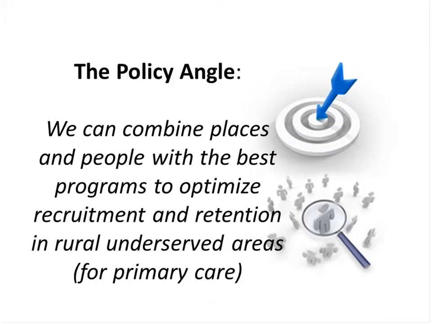So if we combine the places and people with the best programs, we can then optimize our recruitment and retention in underserved areas. Now, I'm going to focus on rural underserved areas. Of course, there are urban underserved areas. I'm also going to focus on primary care. There are areas of shortage for general surgery, psychiatry, and other specialties. But I'm going to deal with really the heart of the problem for small rural, and perhaps inner city and some other places. That is getting primary care practitioners in place to take care of the needs of the populations of those places.